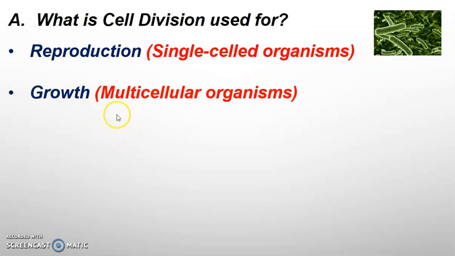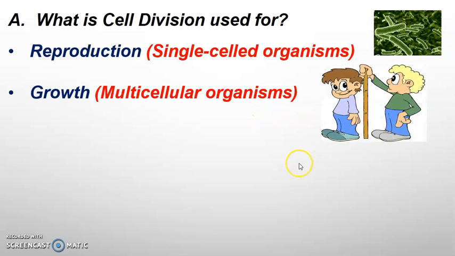Second is overall growth, in particular for multicellular organisms like you and I. If you want to grow and get bigger, it's not your cells getting larger, it's just adding more and more cells, layer after layer after layer, to get bigger over time. So you have to add more cells in order to be able to do that.